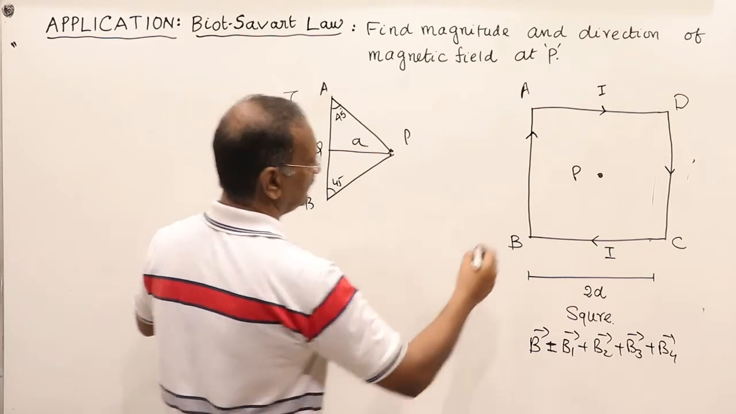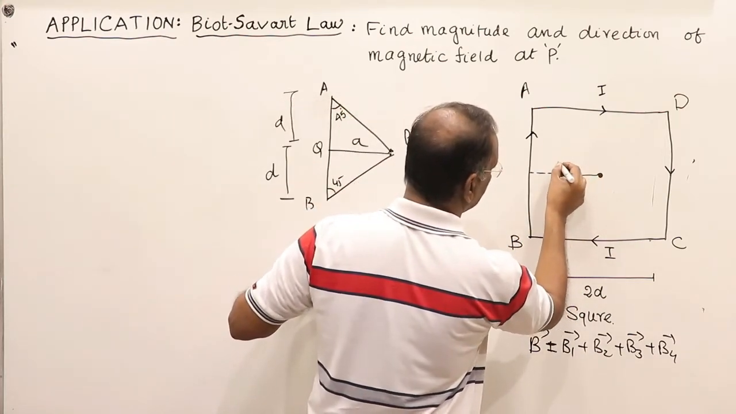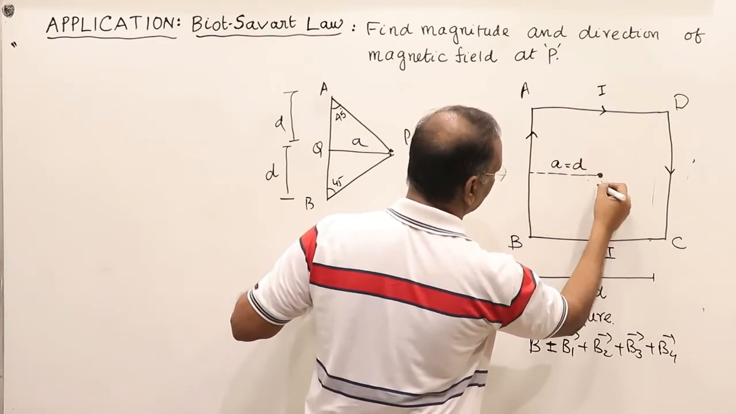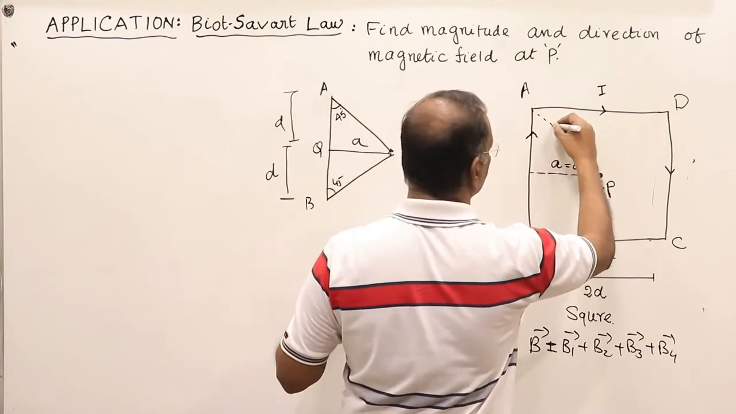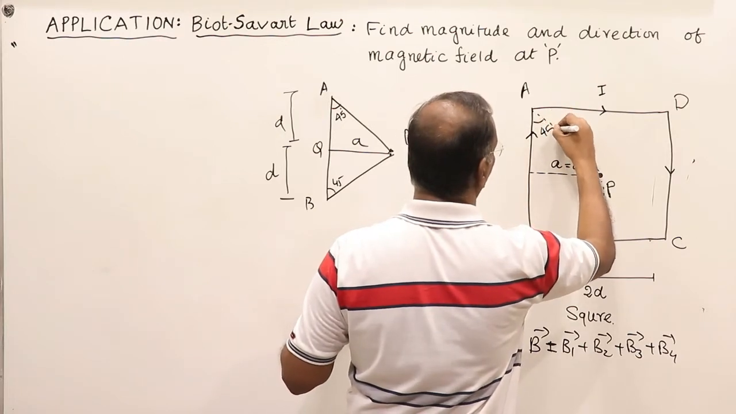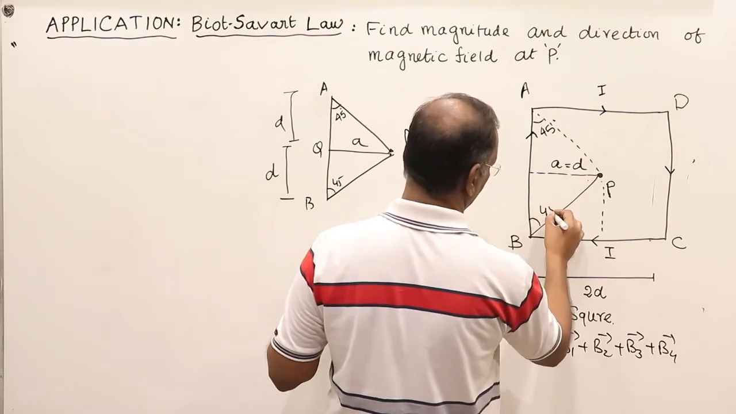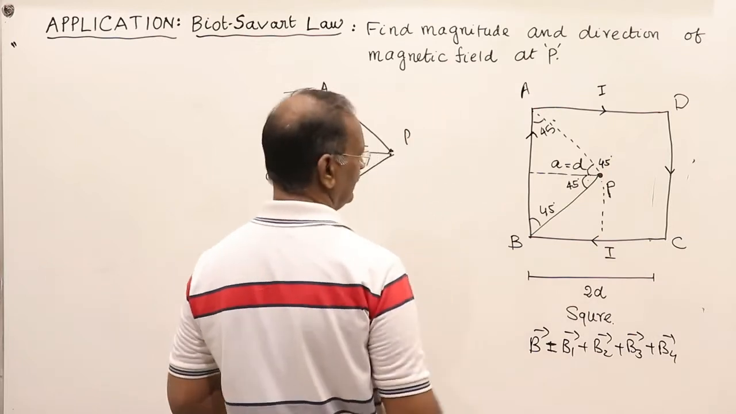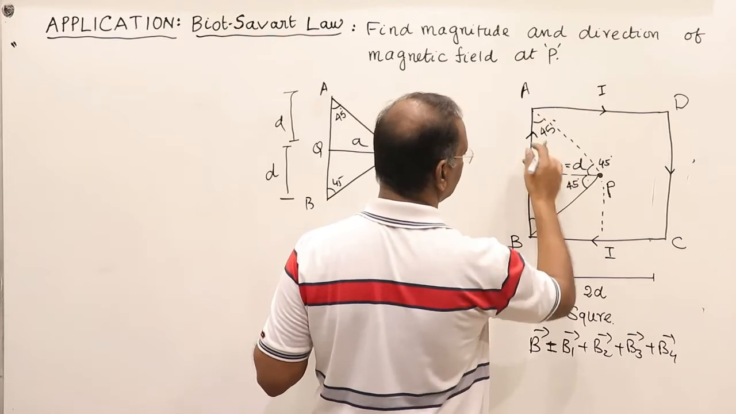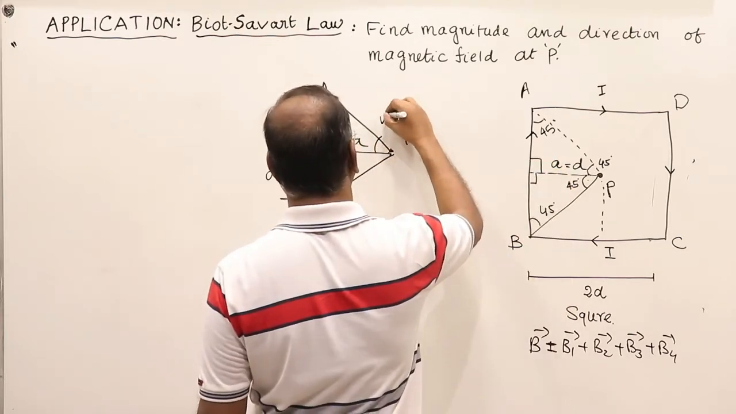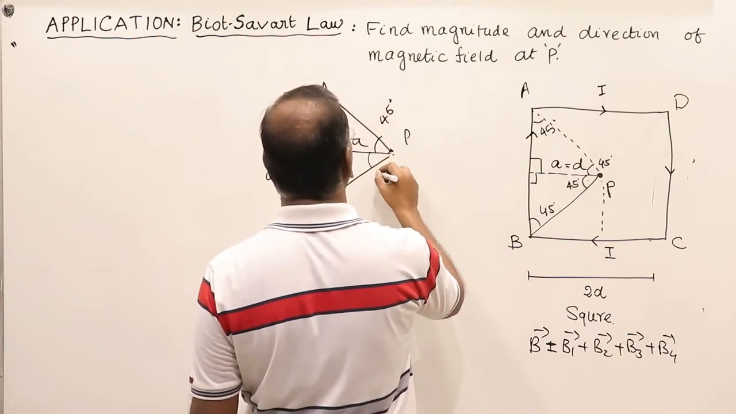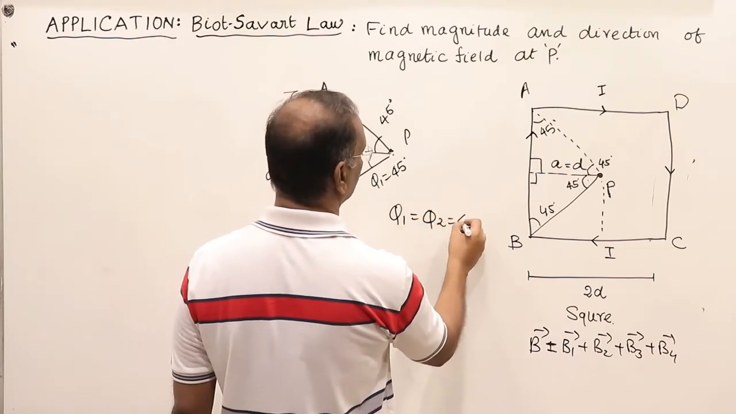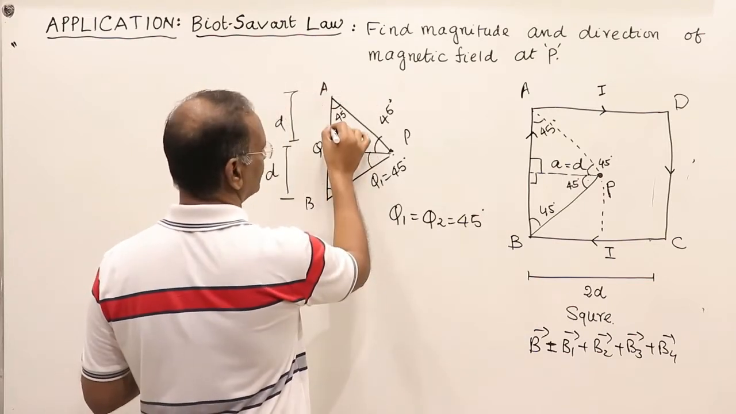So what is the value of A? See, this distance is A, which is equal to half this distance, so A is equal to D, and this is point P. So this is making 45 degrees, and this will also make 45 degrees. It means this will also be 45 degrees, this will also be 45 degrees. Why? Because 45 plus 90 plus 45 is 180. Same way here also this is 90. So it means phi 1 is equal to 45 degrees and phi 2 is equal to 45 degrees. That means phi 1 is equal to phi 2 is equal to 45 degrees. So this is like a current segment. The current is flowing like this.